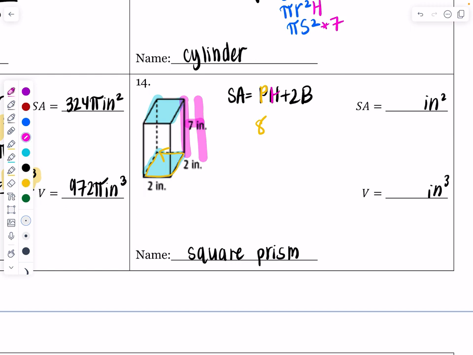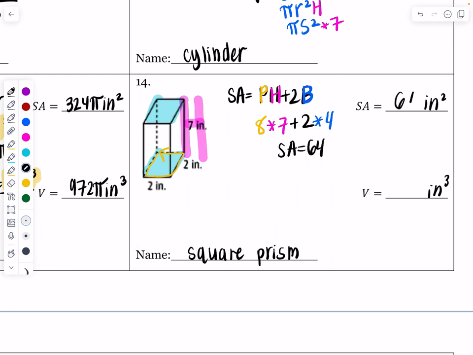Height between the bases, that is going to give me 7. It's going to be 8 times 7 plus 2 of those bases. Well, what shape is the base? It's a rectangle, or it's a square. A 2 by 2 square gives me an area of 4, so it's going to be just times 4. I don't care if you use parentheses or stars. 8 times 7 is 56, plus 2 times 4 is 8, and so that is going to give me a total surface area of 64.